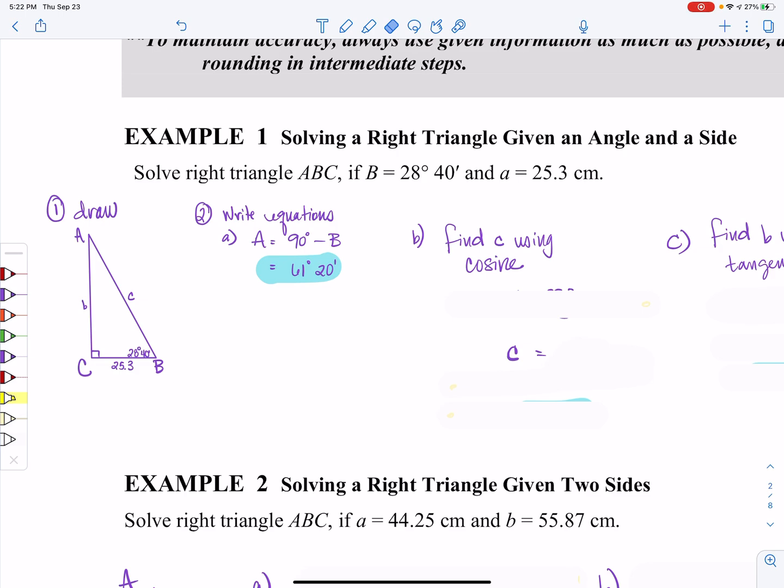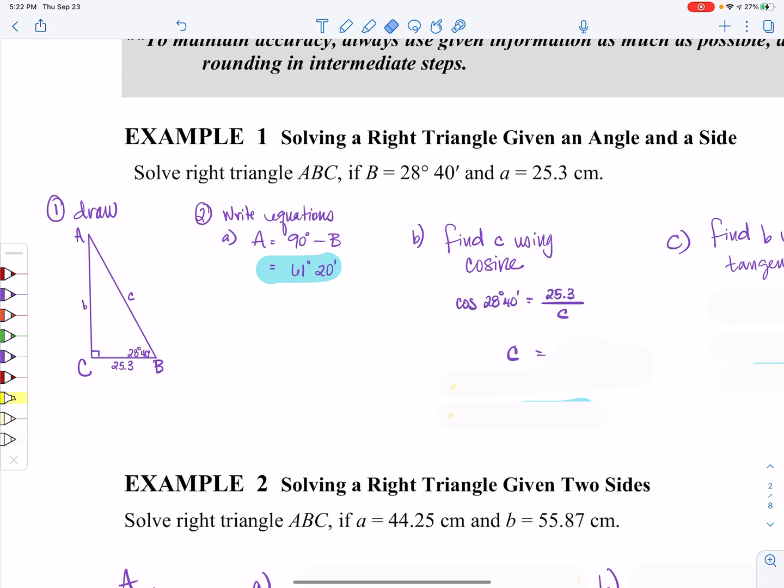Next, let's go find side c. You can look for side c or side b. I just chose to use side c. What you want to look at is these two givens and this particular side. When I focus on angle B, this side is my adjacent, this side is my hypotenuse. When I'm using SOHCAHTOA on that, I want to use cosine because cosine uses adjacent and hypotenuse.